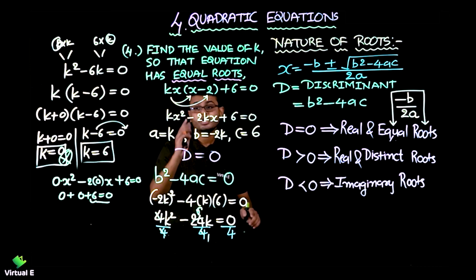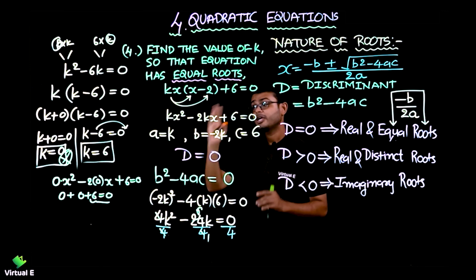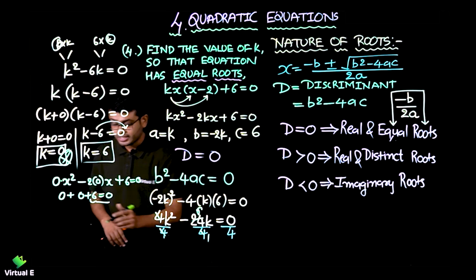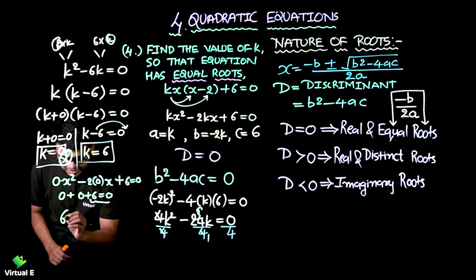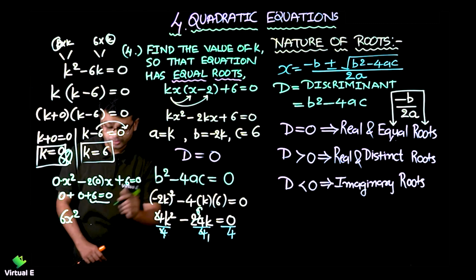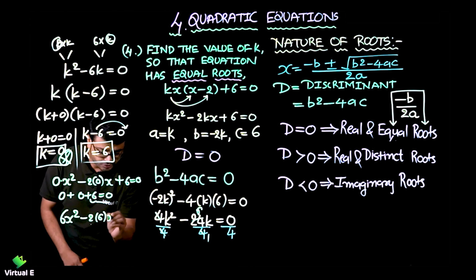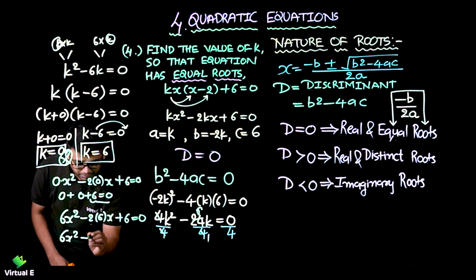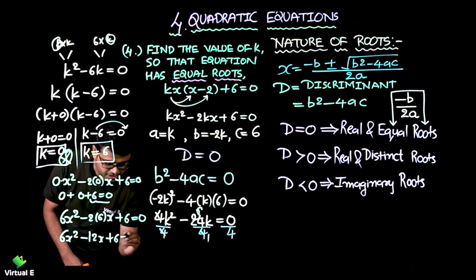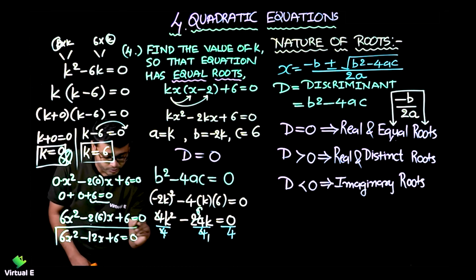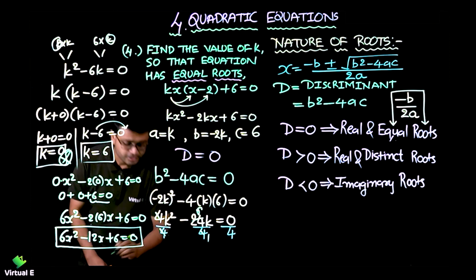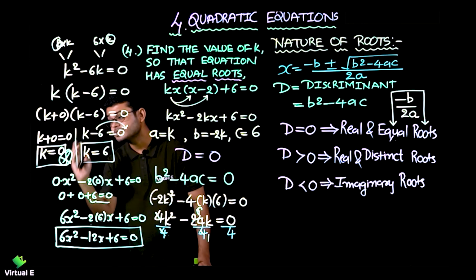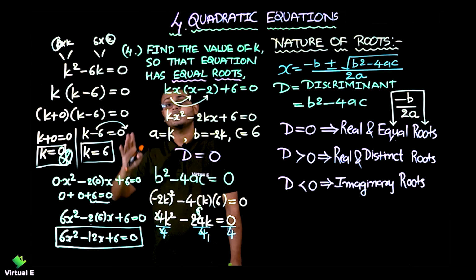So we cannot take the value of k is equal to 0. Remember, we cannot take it because it will not be a quadratic equation. The equation will not exist at all. But we can take the value 6. Let's write it. That will give you 6x square, then minus 2 into 6 into x plus 6 is equal to 0. So that is 6x square minus 12x plus 6 is equal to 0. That is my equation. With the value of k as 6, I am able to form the equation. But when I take k is equal to 0, I am not able to get the quadratic equation.